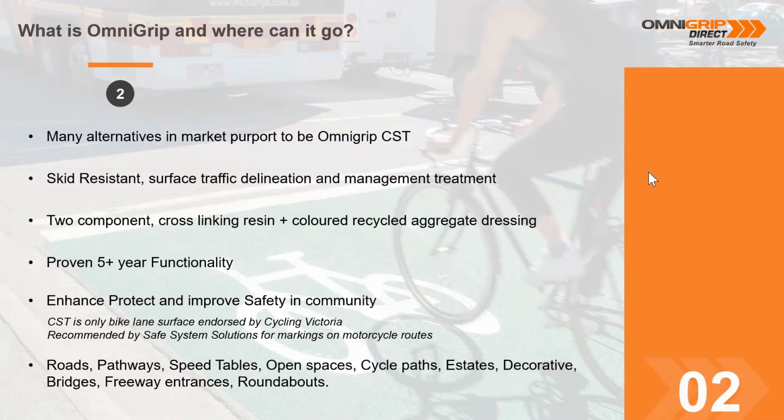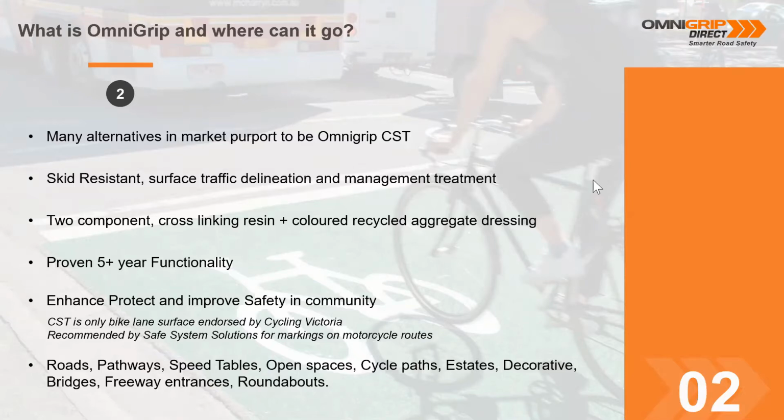Now, the key driver for OmniGrip is to enhance and improve safety in the community. That's really what the business is about. That's at the forefront of our minds and all the people that work here. It's critical to understand what the product is, how it performs, and also why it performs in such a way. Now, this particular material and product is designed to be compatible with multiple substrate types.